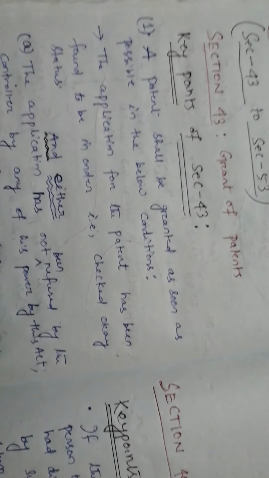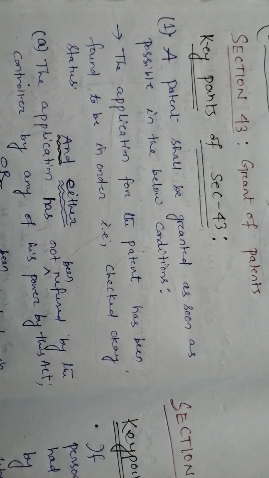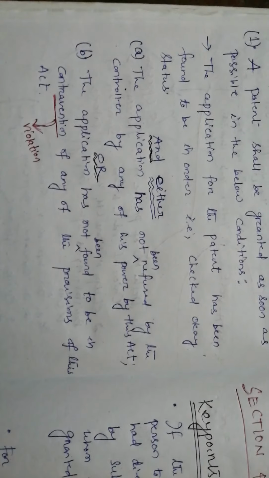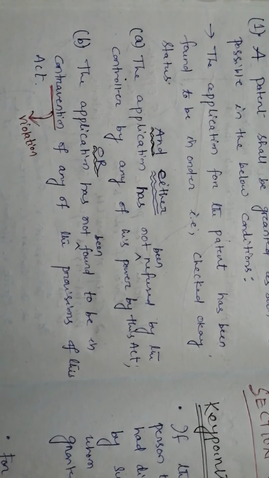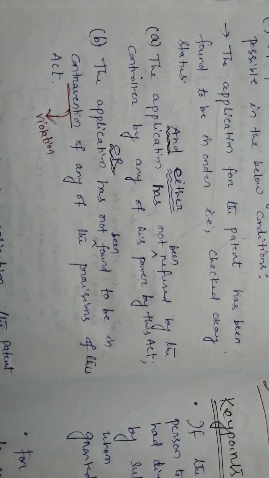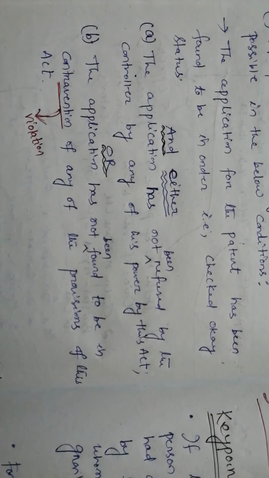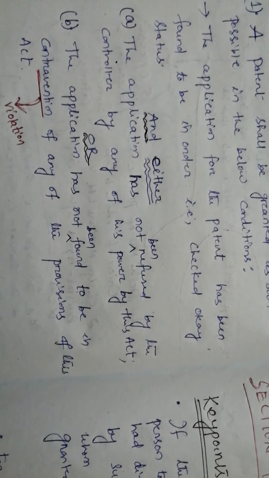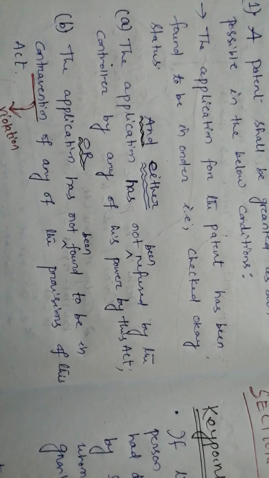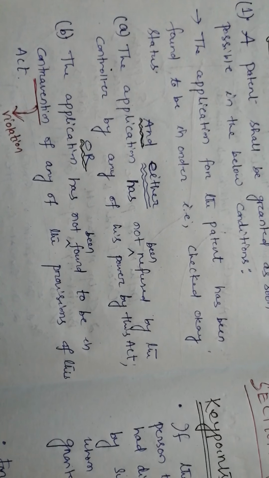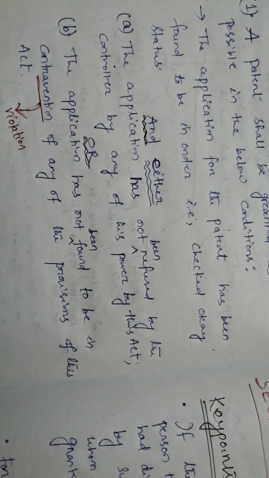Fine. So, subsection 1 of Section 43 says a patent shall be granted as soon as possible under the below conditions. Now, look at the sentences I have written here very carefully. The condition is the application for the patent has been found to be in order. The key point here is "to be in order". That means, in simple meaning, checked OK status. That means the patent application must have fulfilled all the criteria required for getting a grant.